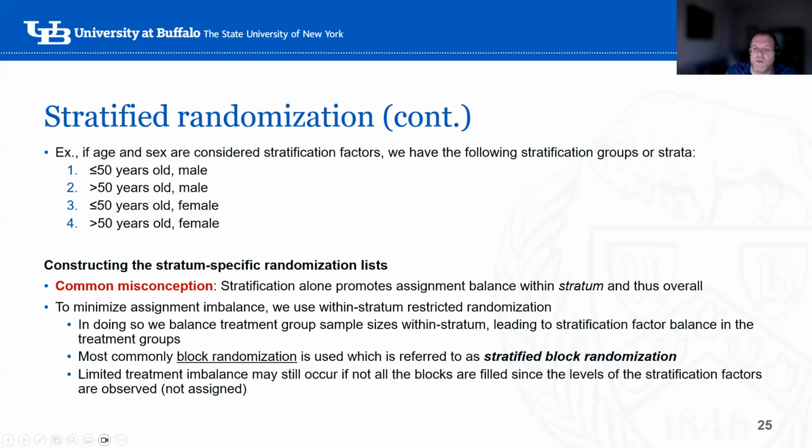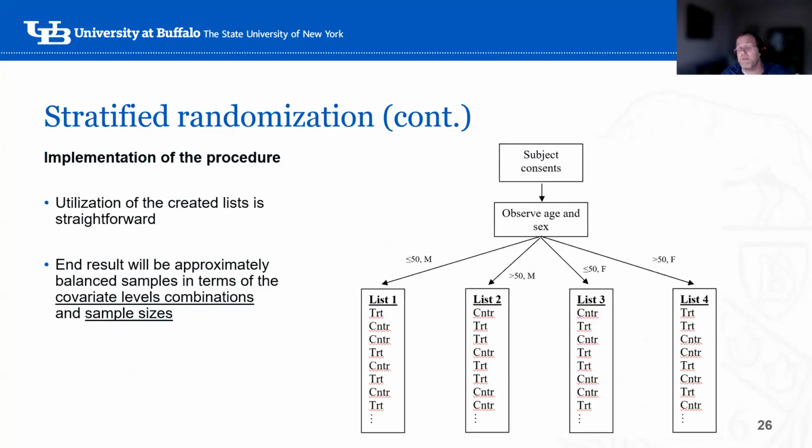And this is where the term stratified block randomization comes from, which is incredibly popular in the sciences. And that's going to limit the sort of imbalances that I'm going to see. I'm then going to implement the procedure, right? So as a subject comes through the office door, I consent them. And then I'm going to observe their age and sex. And if that person happens to be, say, a 65-year-old man, well, then they fall in the older male category.